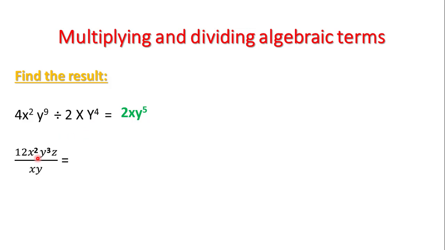The next one we have 12 x power 2 y power 3 z over xy. I'll divide numbers or coefficients, then I'll divide symbols. 12 divided by 1 is 12. X power 2 divided by x, it means divided by x power 1, so equals x. Y power 3 divided by y is y power 2, and then I write z. So the result will be 12x y power 2 z.